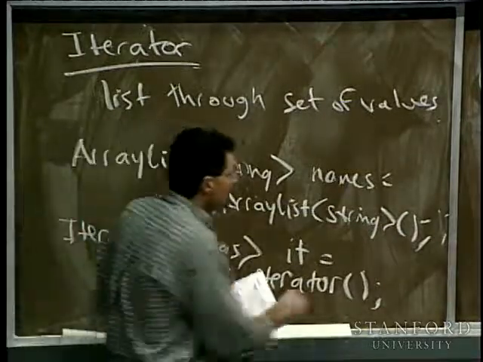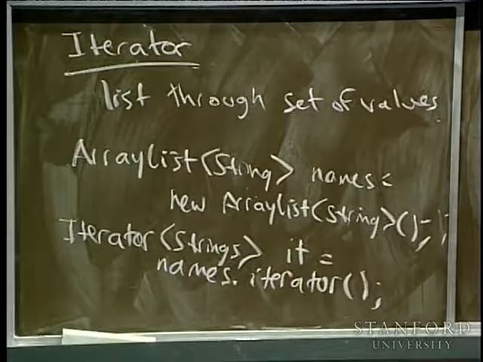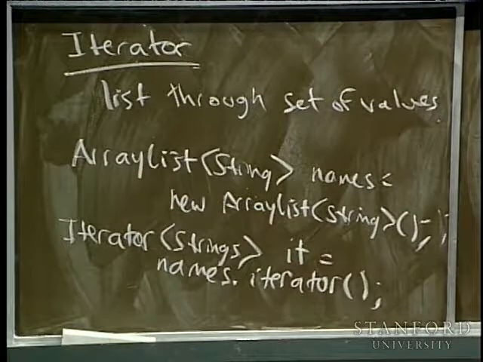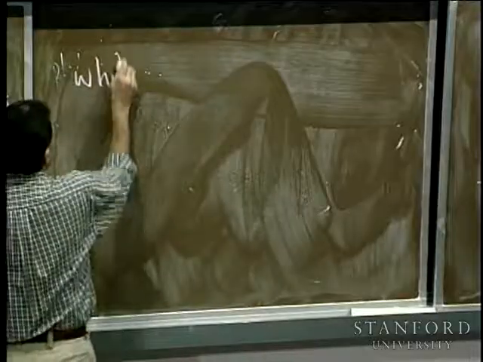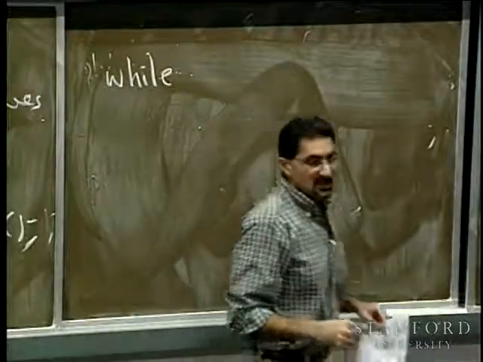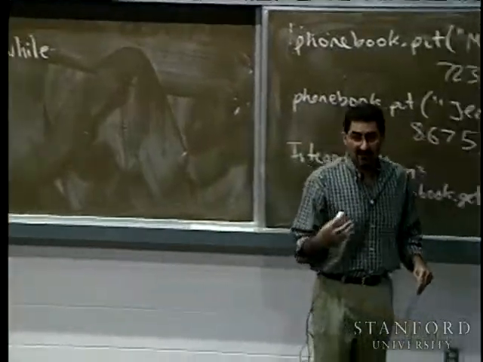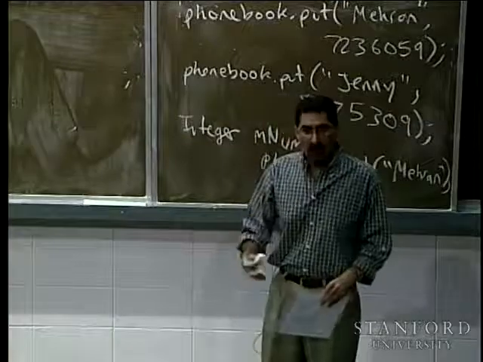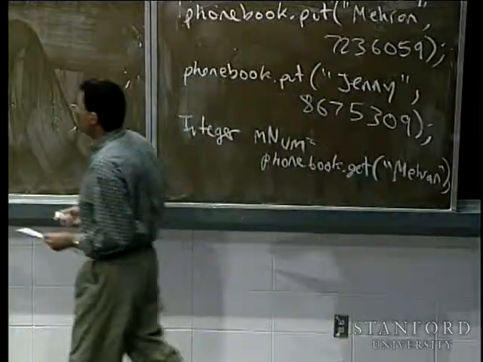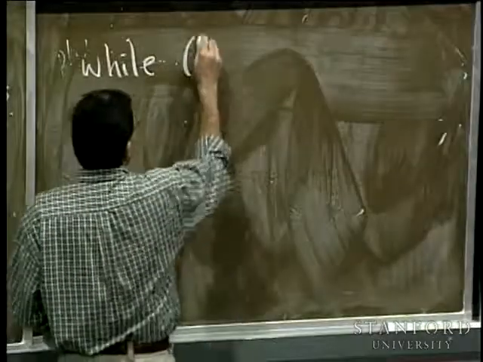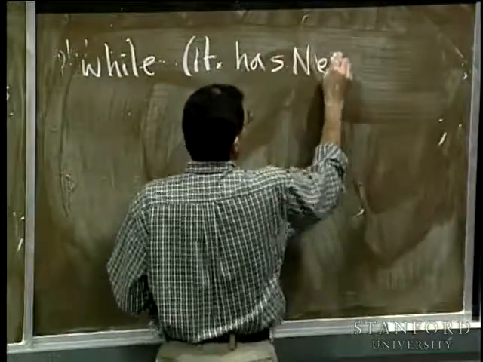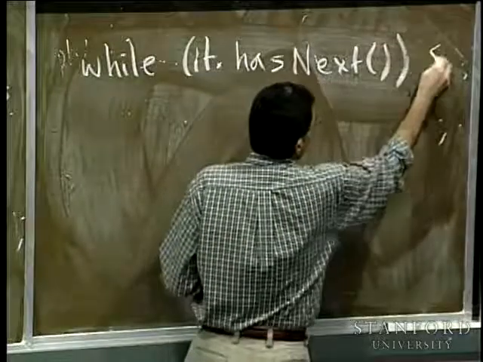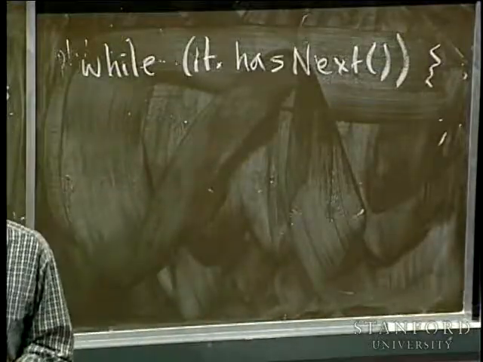Now, how do you actually use that? Here's how you use it. You're going to have a while loop. And the way an iterator works is you can basically ask the iterator two questions. You can say, hey, iterator, are there any values left in you? And if there are, give me the next value. The way you ask to see if there's any values left in the iterator is you say, hey, it, do you have a next value? So hasNext. That returns to you a Boolean, if it has a next value or not.